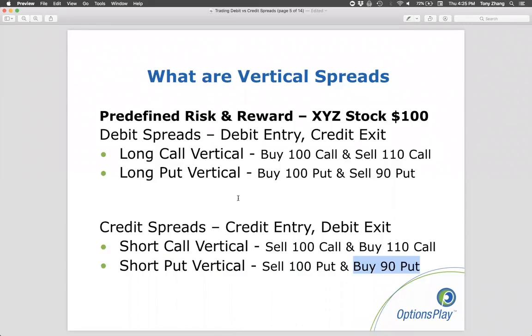Conversely, if we're bearish on stock XYZ trading at $100, we can sell a short call vertical. That's where we're selling a $100 call. This leg will make money as long as the stock stays below $100. But in case the stock does go higher, we have unlimited risk to the upside. So in order to cap that risk, we buy a 110 call against it, and that caps our risk so that we have a defined risk.